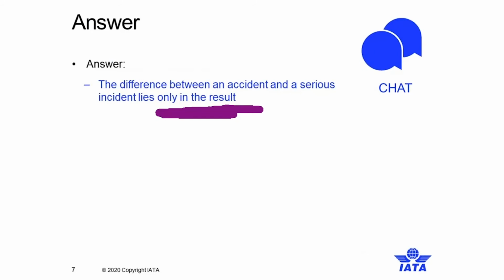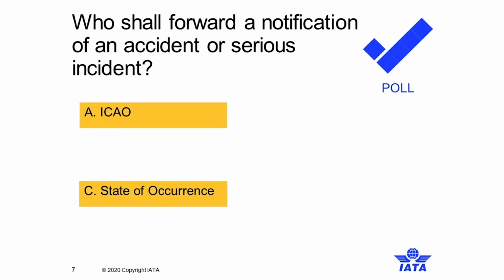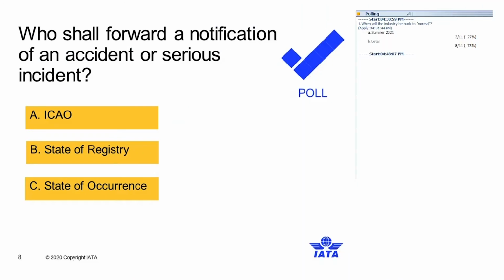So moving on, we have another question. This time we have a poll, and I'm just waiting for the poll to be launched. So the question is, who shall forward a notification of an accident or serious incident? Is it A, ICAO, B, state of registry, or C, state of occurrence? So from your reading of the material that I gave you, who shall forward a notification of an accident or serious incident? Is it A, B, or C? So I'm just waiting for your answers. Okay, just waiting.